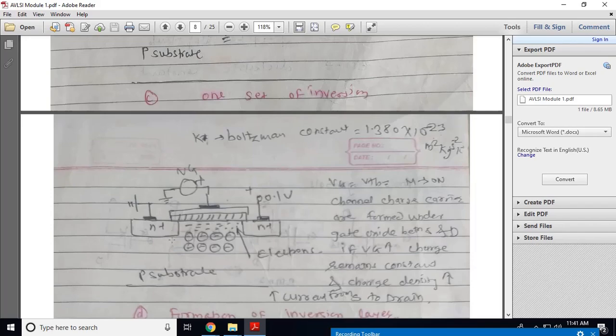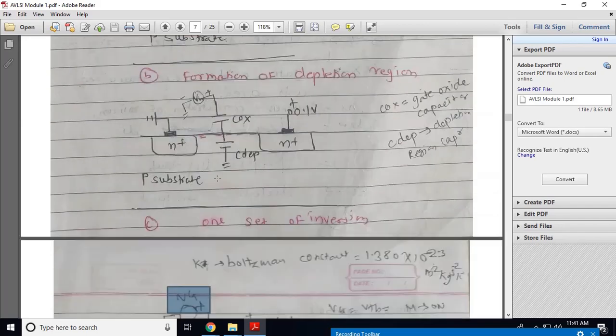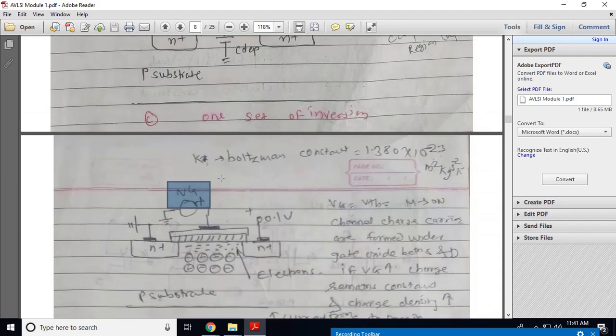Now when you apply a positive voltage on the gate, electrons from the source terminal will try to move towards the drain. So they will enter this region and a channel is created. Whenever the voltage on the gate is equal to VTH, that is the minimum threshold voltage required to turn on the MOSFET, the channel is created and electrons are moving from source to drain.